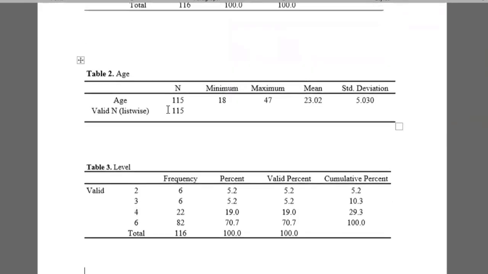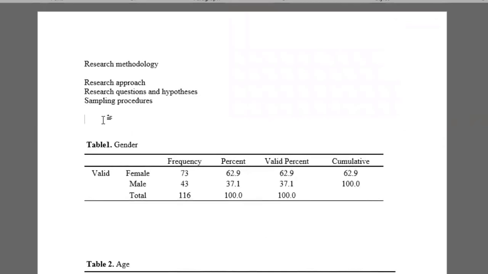So sampling procedure within the research methodology. For example, I'm going to say that non-probability sampling was used to gather the data for the current research. So what is non-probability sampling in your opinion? Non-probability sampling was used to gather the sample for this research.